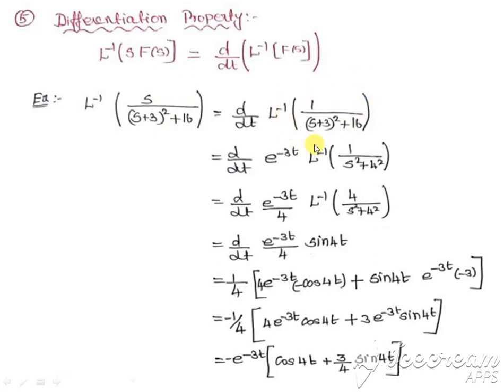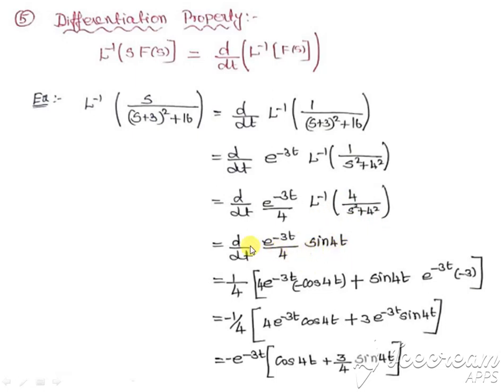So while taking the inverse for this, here s is replaced by s plus 3. So e power minus 3t L inverse of 1 by (s squared plus 16). By removing this 3, we get s squared plus 4 squared. In the numerator, we need to have s or a. So here s is not there. For that, we need to have a. So here the a value is 4. So for that, we need to multiply and divide by 4. Multiply by 4 and divide by 4. So L inverse of 4 by (s squared plus 16) is sin 4t.